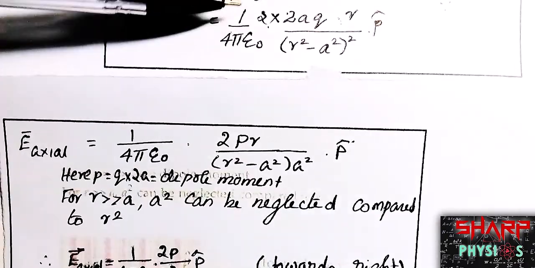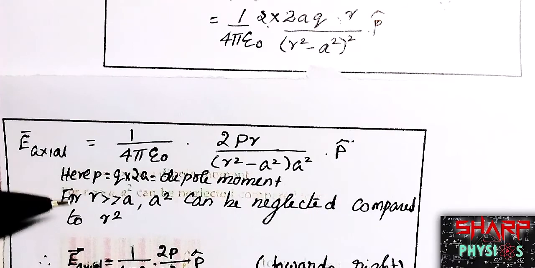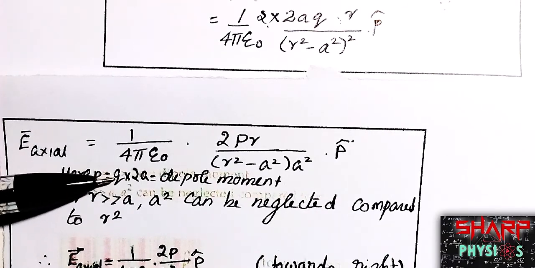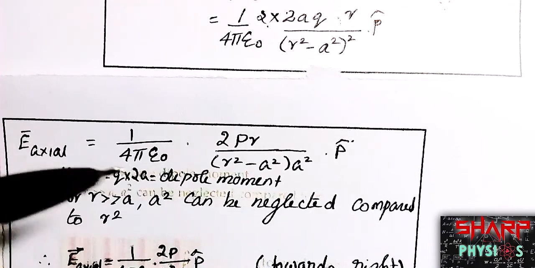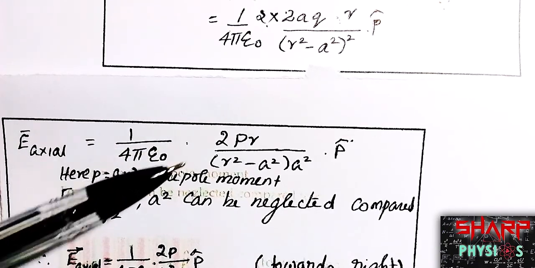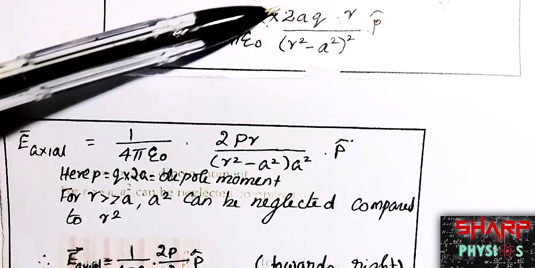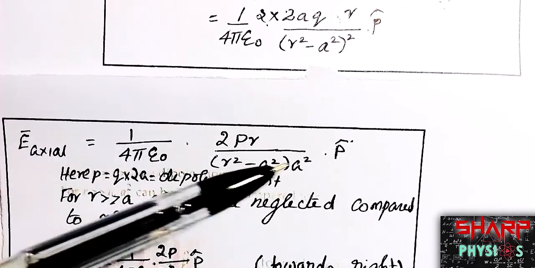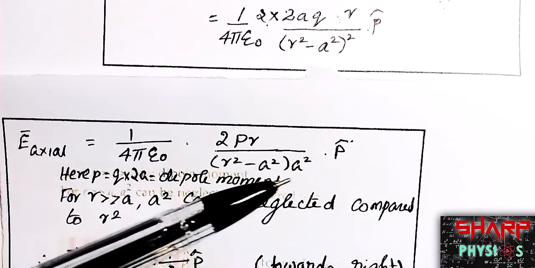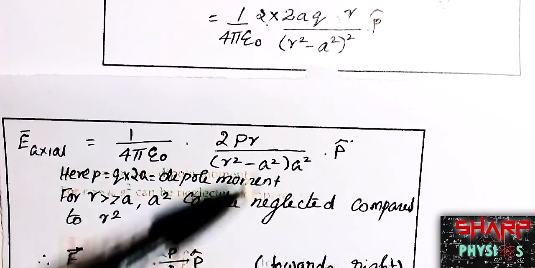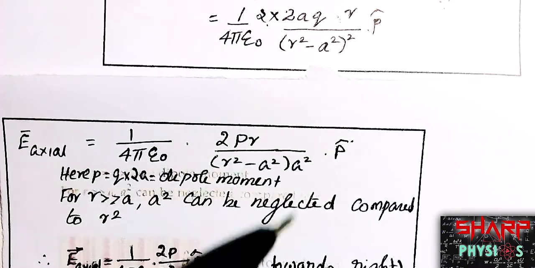So when you split like this, you get 2AQ, which is nothing but P is equal to Q into 2A. That is, dipole moment is equal to charge into distance, which we saw in the beginning itself. So the E axial, the electric field on the axial line, will be 1 by 4 pi epsilon 0 into, in this particular place we will be replacing P. So 2PR divided by R square minus A square the whole square, into P vector.